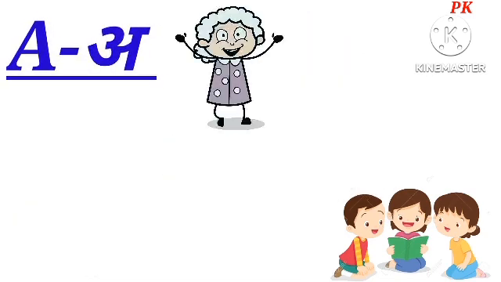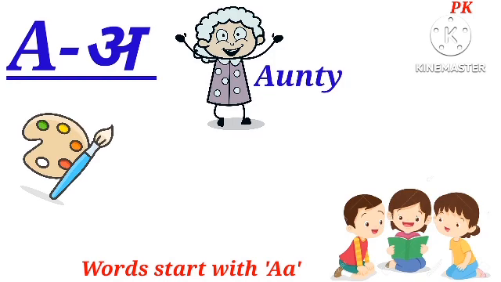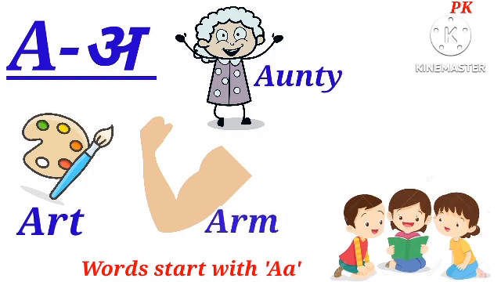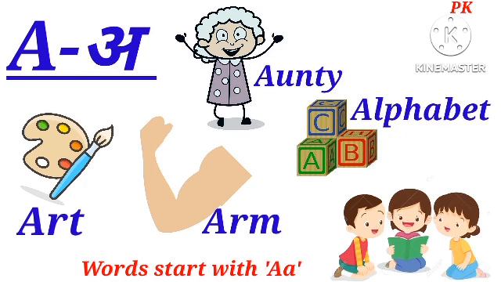Again letter A, and it sounds A. So A says a auntie. A says a art. A says a arm. And A says a alphabets. So what is the first letter here? A, and it sounds A.